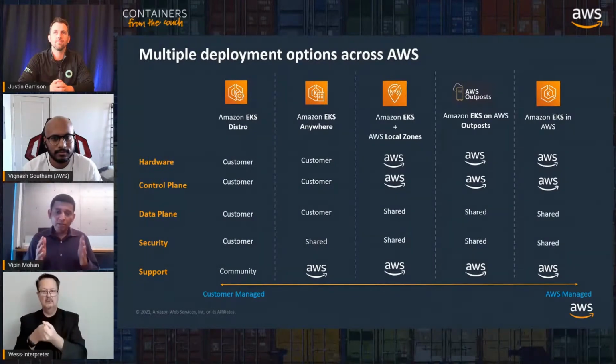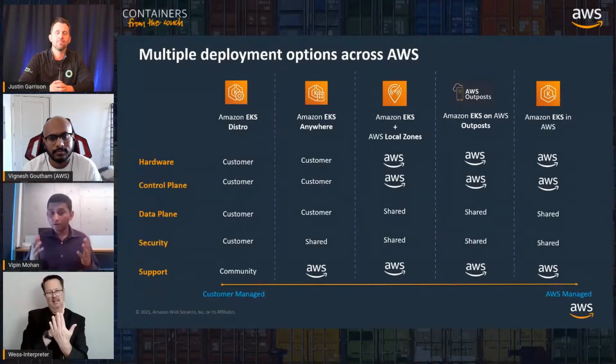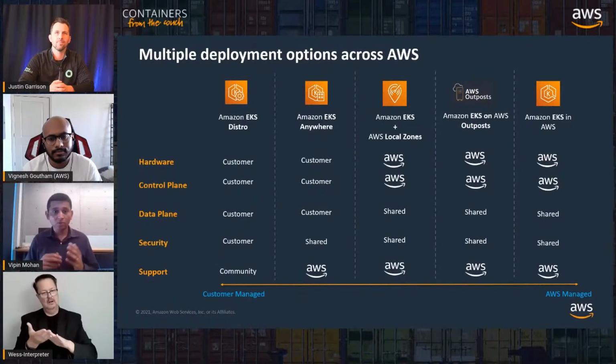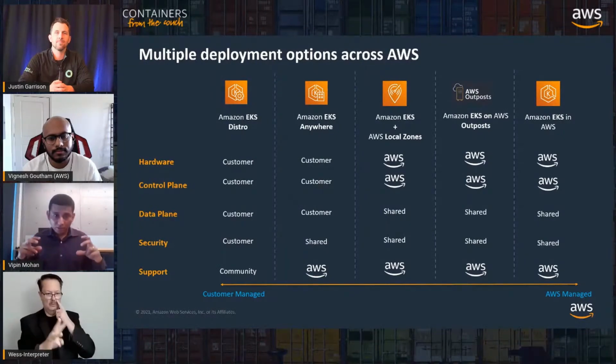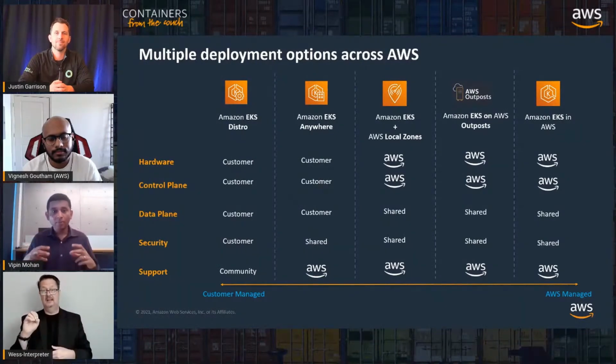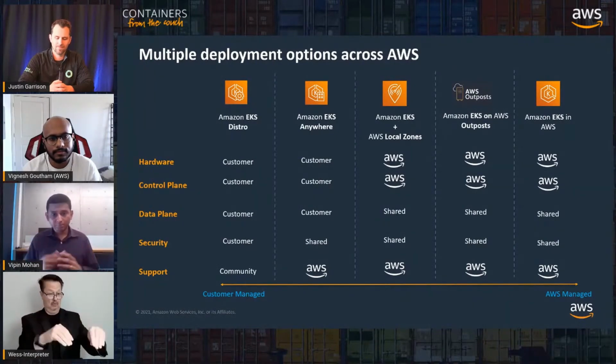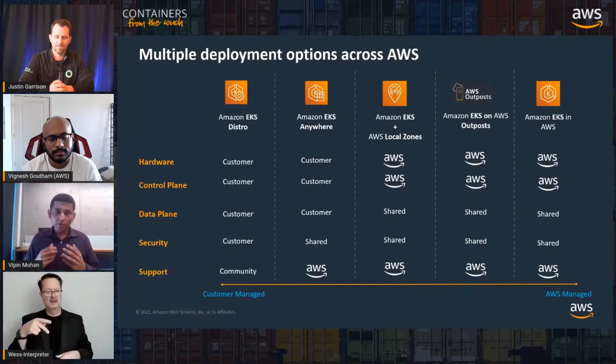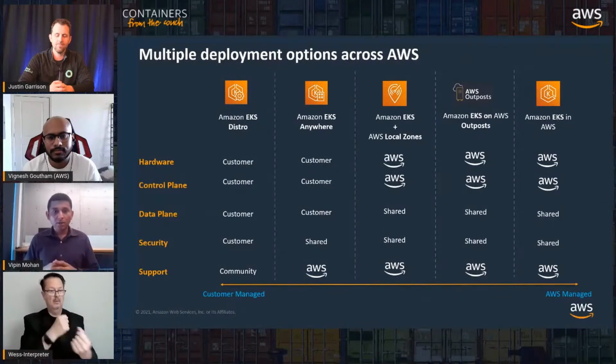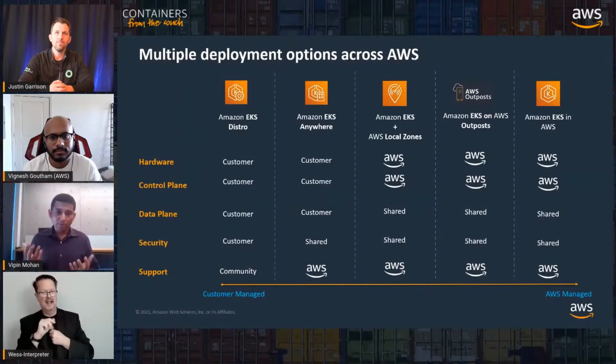So Amazon EKS Anywhere falls somewhere in between, in the sense that it runs in your on-prem data center. So the customer owns and manages the hardware. With EKS Anywhere, you install the control plane, but then the management is with the customer. Same thing with the data plane as well. Support, you can sign up with AWS. We'll talk about that, and you can get support for your clusters. And security is a shared responsibility model.